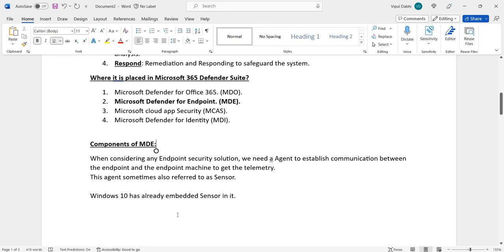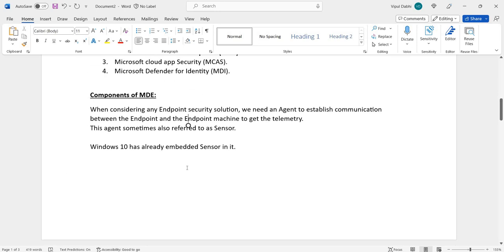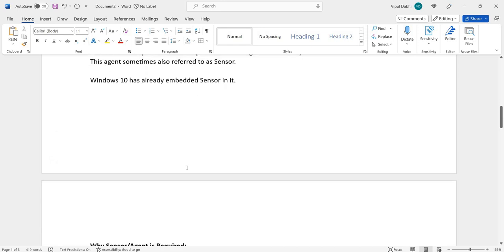Now, what are the components of MDE, or Microsoft Defender for Endpoint? When considering any endpoint security solution, we need an agent to establish communication with the endpoint machine. That agent will establish that connectivity, and that's how we get the telemetry out of that system. Windows 10 already has an embedded sensor in it, so we don't need to install any specific sensor for Windows 10 because it comes with a sensor built in.